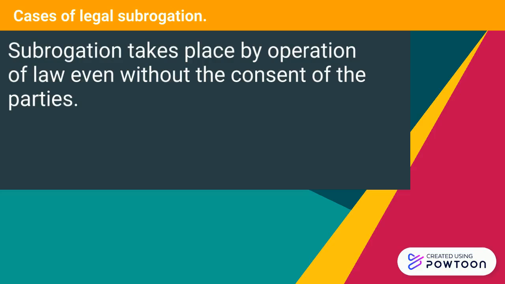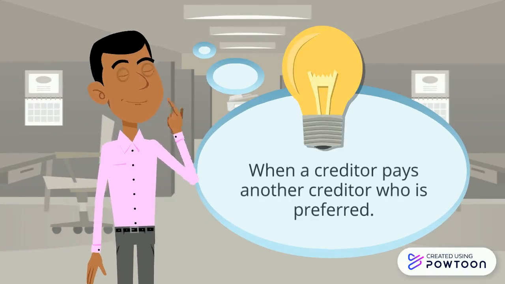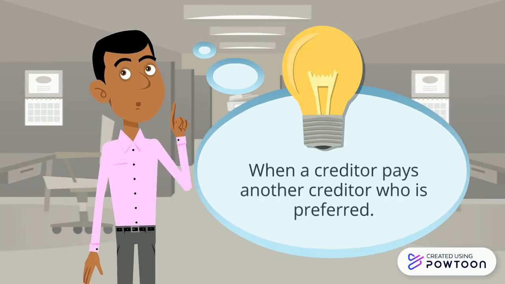Cases of legal subrogation. Subrogation takes place by operation of law even without the consent of the parties. Take note that the subrogation is produced from payment when a creditor pays another creditor who is preferred.